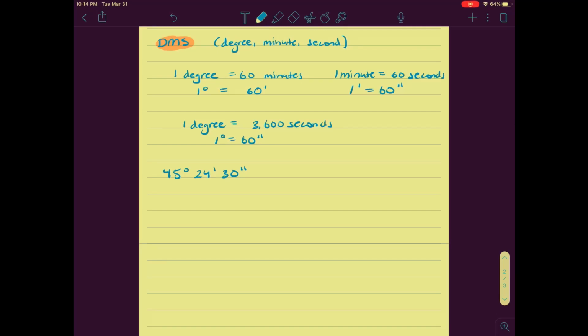So we're going to look at a couple of examples where we convert an angle from DMS into decimal degree form. And then we're going to convert a couple of angles in decimal degree form into DMS form, okay? So let's go into our first example. Here, we're going to convert each angle to a decimal in degrees.